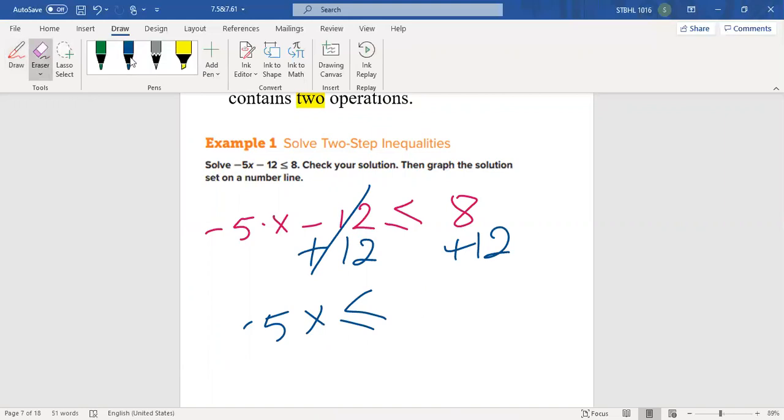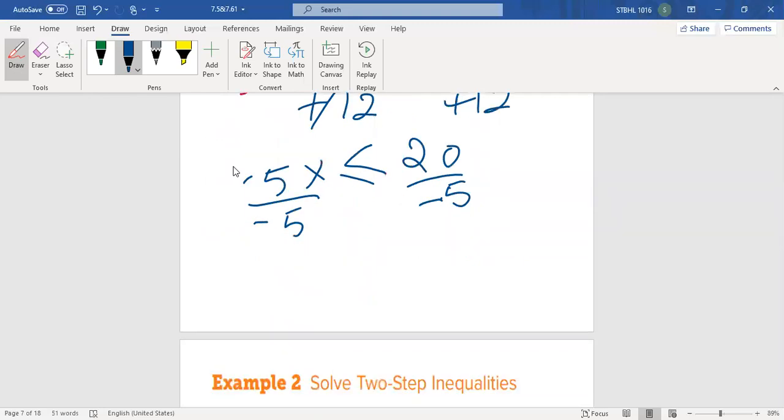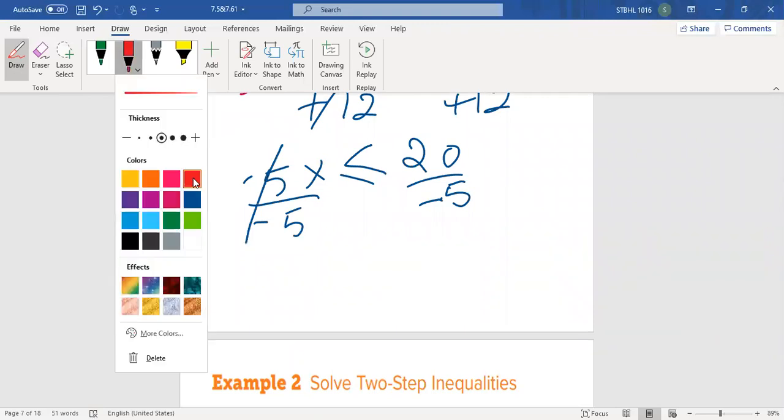20. After that, I have to divide over negative 5. I will divide over the same coefficient in order to isolate the variable alone. Now, because I'm dividing over a negative sign, I have to change. This is the main difference between the inequality and the equation. If you divide or multiply by a negative coefficient, you have to flip the inequality sign. You have to flip it or switch it.